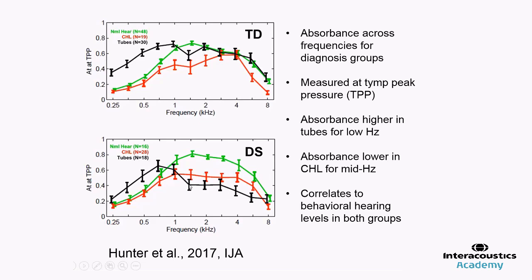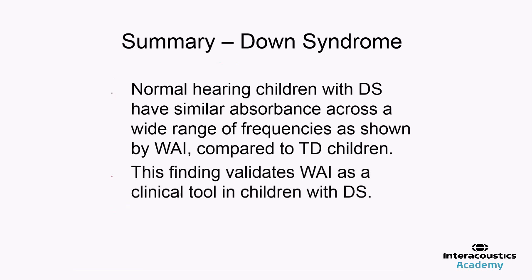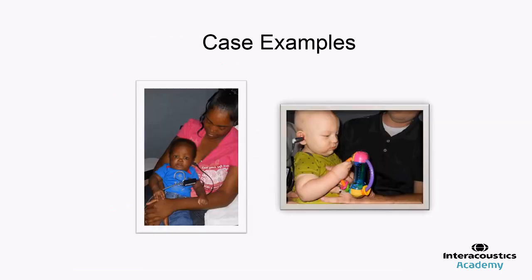And this may be the reason why we're still seeing hearing loss despite having tubes present, because the middle ear space still has some abnormal tissue present. And this may be the root reason for the continued hearing loss despite the presence of PE tubes. So we got some diagnostic information in the higher frequencies in the presence of tubes that was useful. And this is just a summary of what I really just said, and so that helps to validate wideband absorbance as a clinical tool in children with Down syndrome.